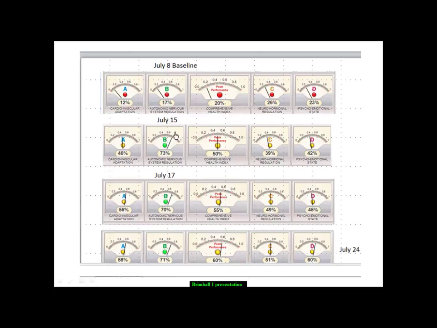And when we look at the other indices, cardiovascular adaptation came up as we go from July 8th all the way to July 24th. We were checking him every Thursday to see how the formula was working. This is a great way to test, and we went to his neurohormonal regulation. As you see, that all came up. His psycho-emotional state improved immensely. So that was a really good formula. It worked really well for him.